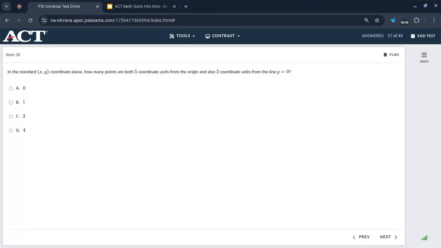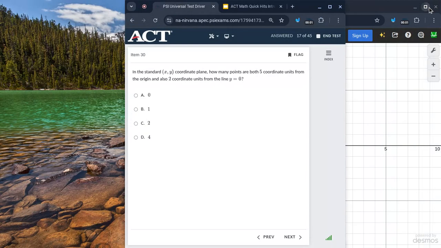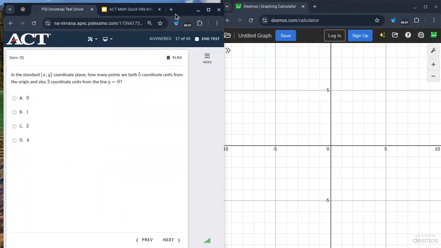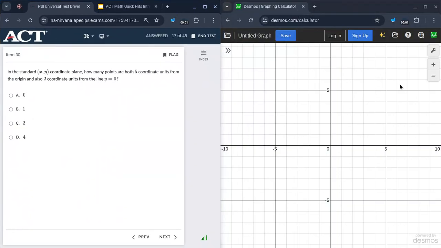All right, so it tells us in the standard XY coordinate plane, right? So that just means a regular graph that we look at with our X and Y axis. How many points are both 5 coordinates from the origin and also 2 coordinates from the line y equals 0? Desmos isn't going to be all that helpful, but I'll use it just to give us a better visual of what's going on. So we're looking for 5 coordinates from the origin and 2 coordinates from y equals 0.